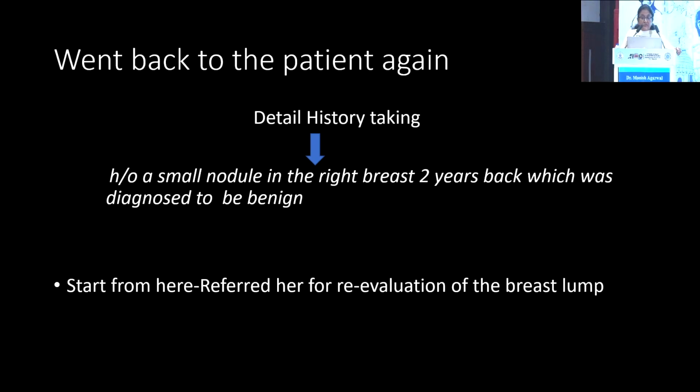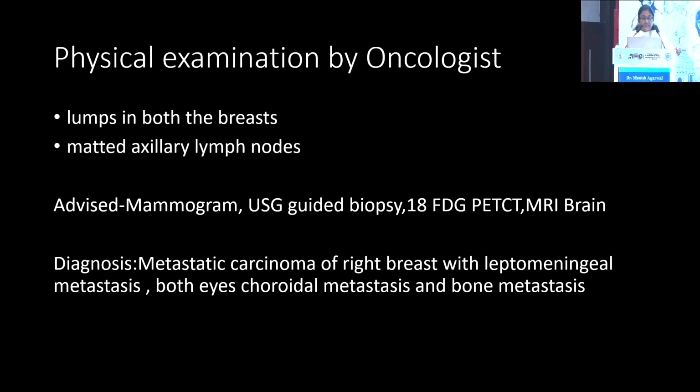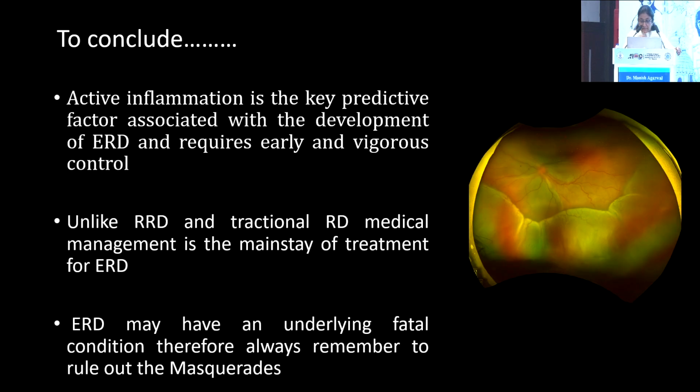So when we went back to the patient again with detailed history taking, she gave a history of a small nodule in the right breast 2 years back, which was diagnosed to be benign. And we referred her for a re-evaluation of this breast lump. And rightly so, she was diagnosed to have lumps in both the breasts with matted axillary lymph nodes. And after a battery of investigations, she was diagnosed to have metastatic carcinoma of the right breast with leptomeningeal metastasis and both high choroidal metastasis and bone metastasis.